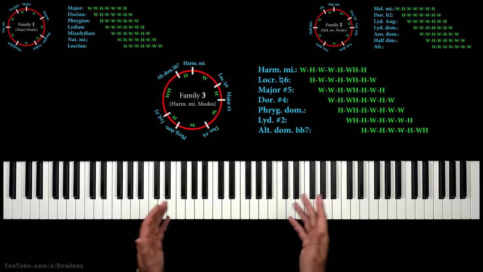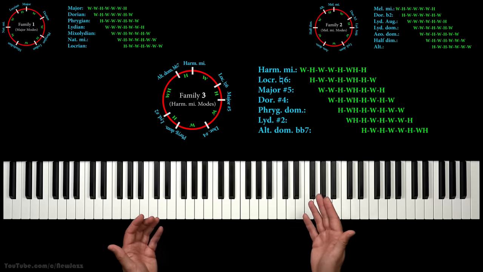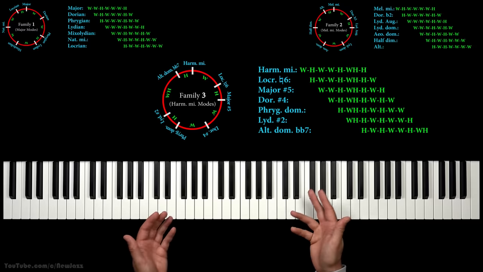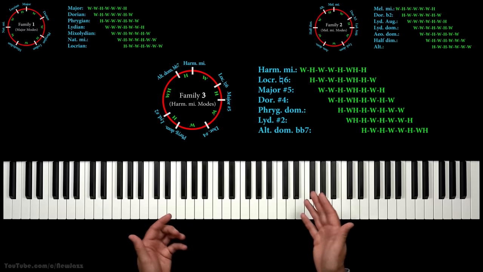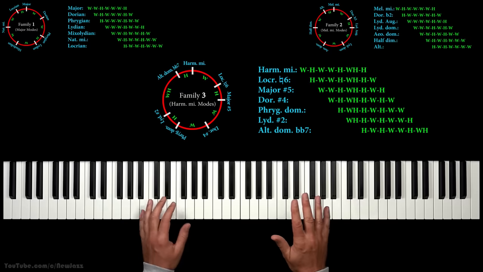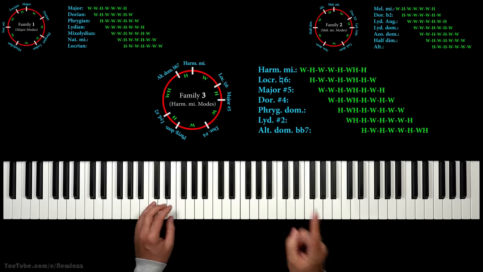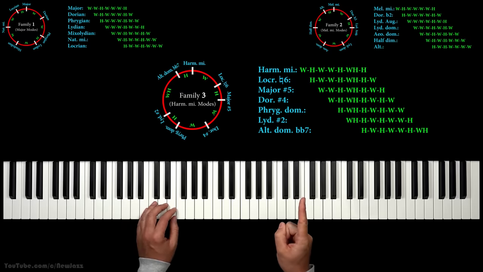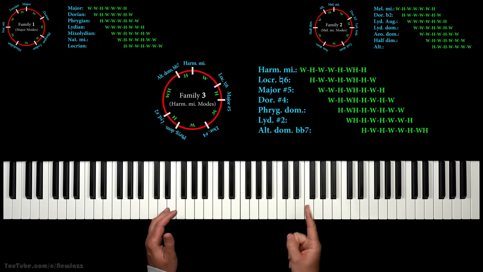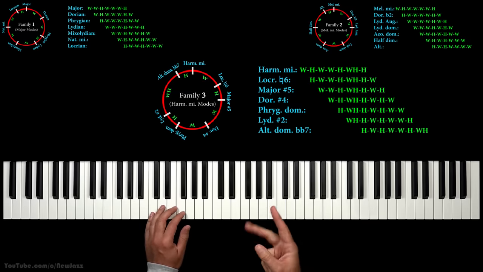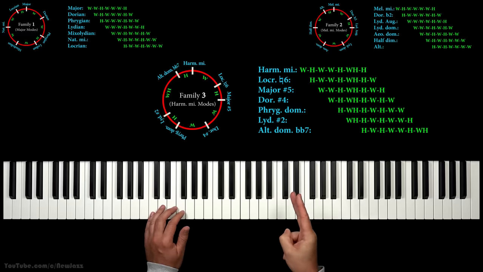So, already now, we have 3 families, each containing 7 members. That's 21 different scales in total. Each scale is defined by 1, the family and its circular interval pattern, and 2, the starting point on that pattern, right?